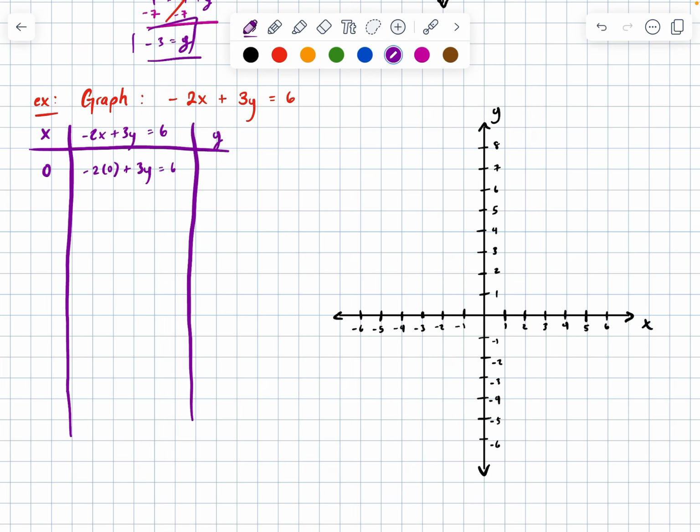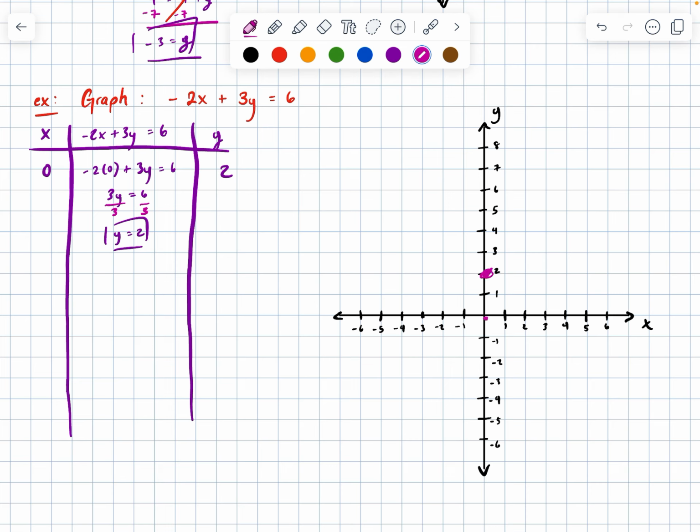If I plug in 0 for x, then this would become negative 2 times 0 plus 3y equals 6. So help me solve for y here. Negative 2 times 0 is 0. So this just becomes 3y equals 6. And y is equal to 2. How'd you get there? Because I divided by 3 on either side. Lovely. So that tells me the point 0, 2 is on my graph. I'll go ahead and put it there now. Where does 0, 2 live on the graph?